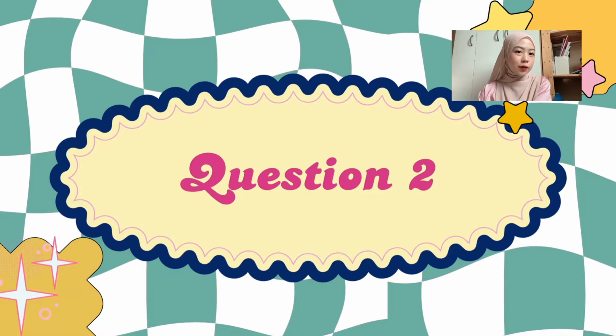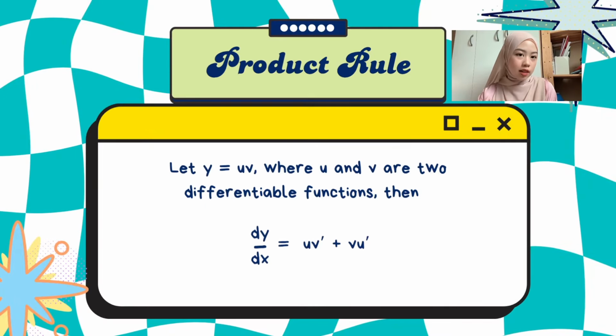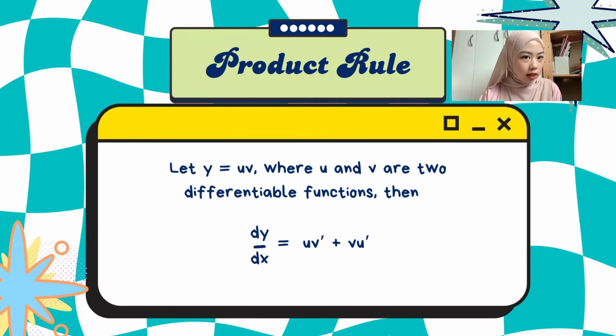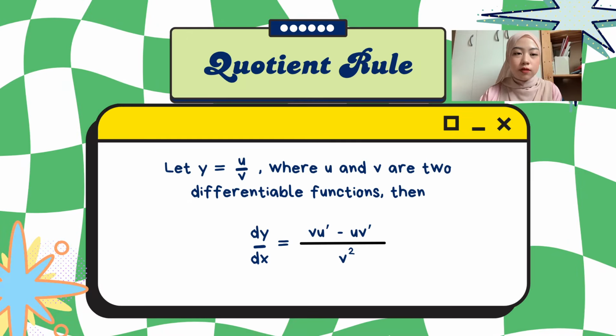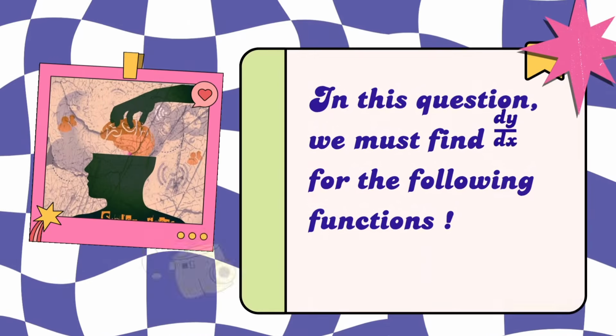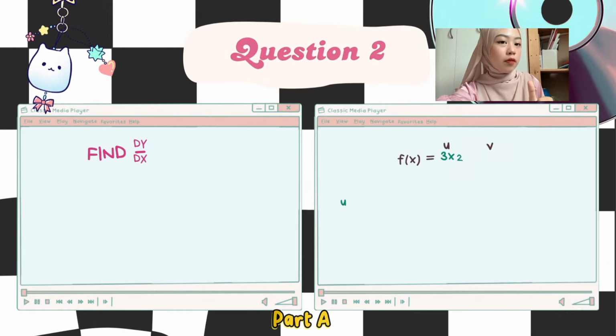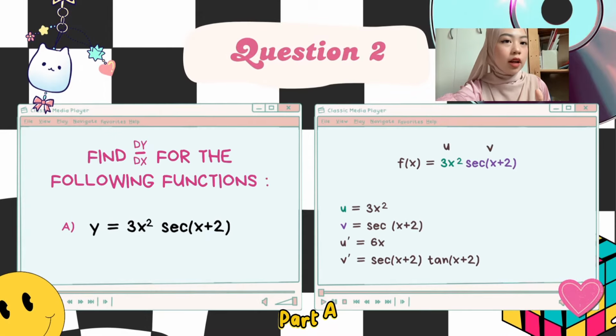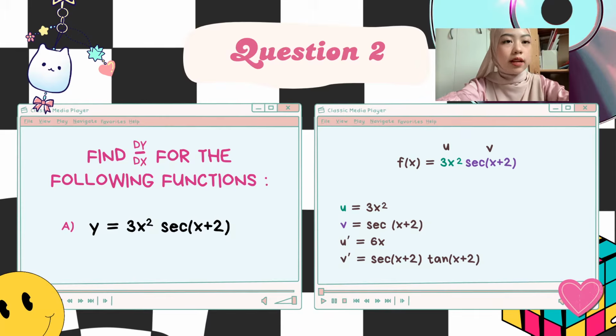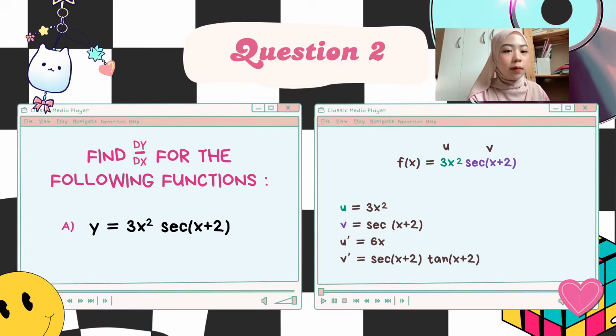First, I will show you guys the differentiation rules. The first one is the product rule, and the next one is the quotient rule. We will start first with part A. For part A, we have y equals 3x squared sec(x plus 2). Next, we must define the u, v, u prime, and v prime values. u equals 3x squared, meanwhile v equals sec(x plus 2).